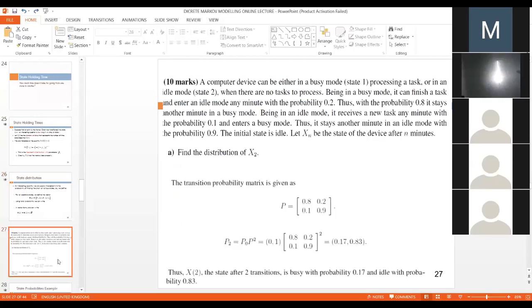So for example, we have this question here. It says a computer device can either be in a busy state processing a task, or an idle mode, which is state 0. Idle is state 0, and then busy mode is state 1. Being in a busy mode, it can finish the task and enter an idle mode with a probability of 0.2.